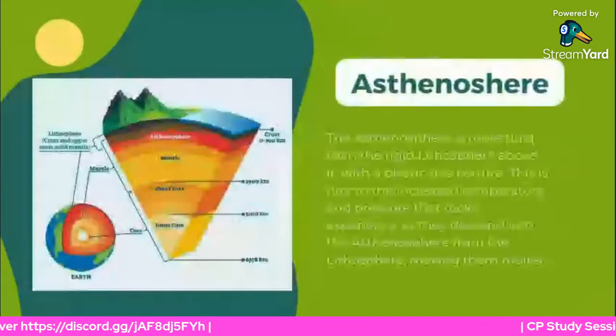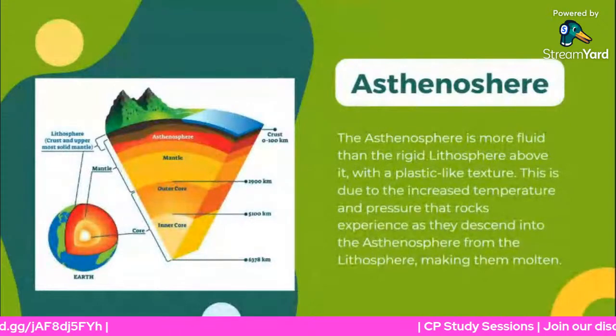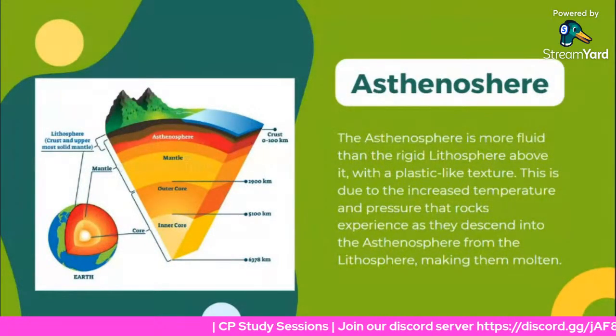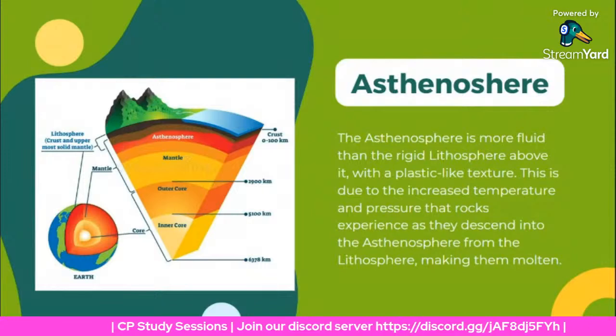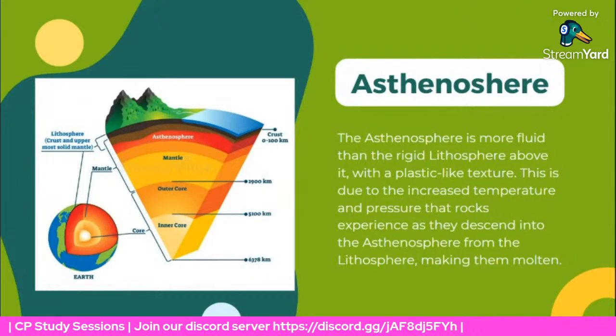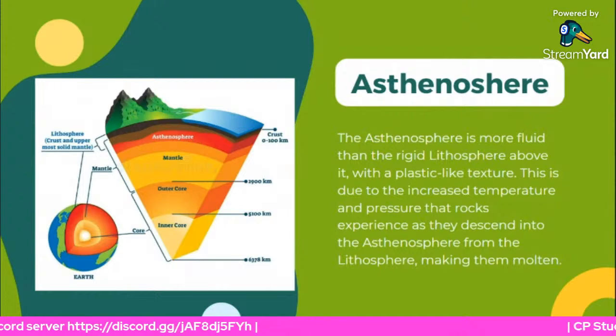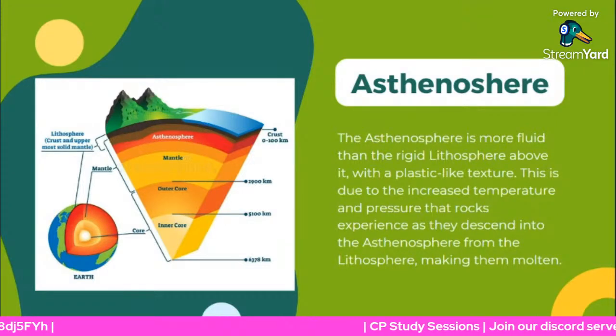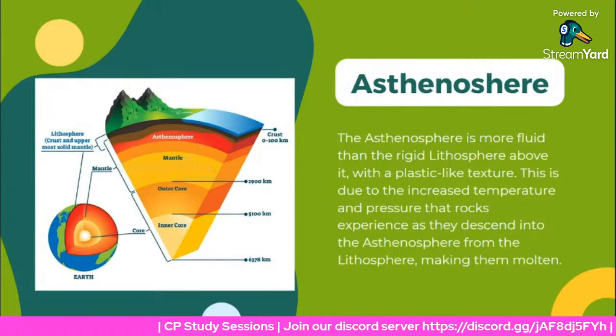Next is the asthenosphere. It is more fluid than the rigid lithosphere above it. Like with the plastic-like texture, this is due to the increased temperature and pressure that rocks experience as they descend into the asthenosphere from the lithosphere, making them molten. The molten nature of the asthenosphere makes it possible for plate tectonics to happen.